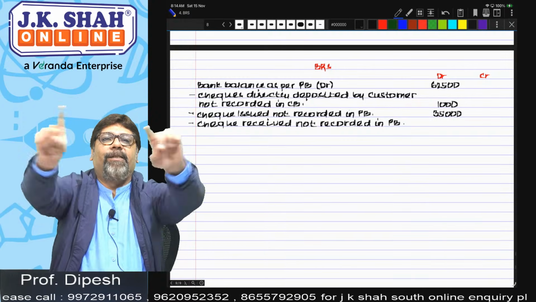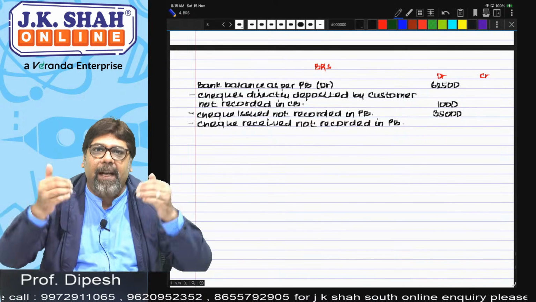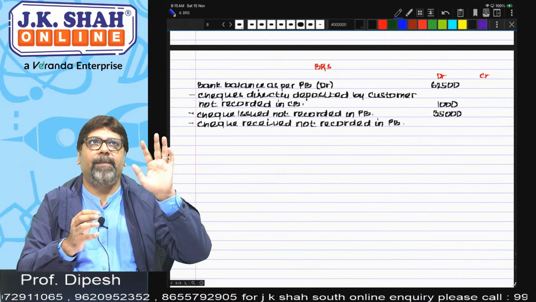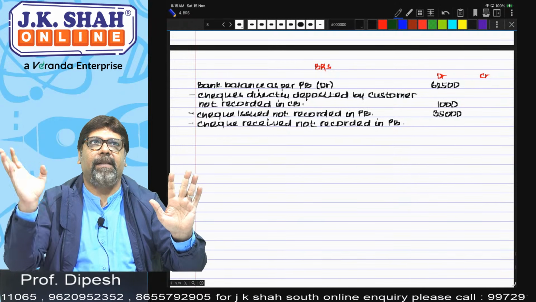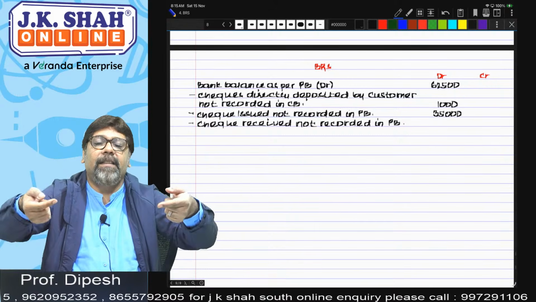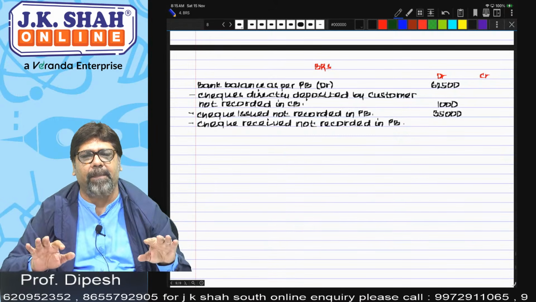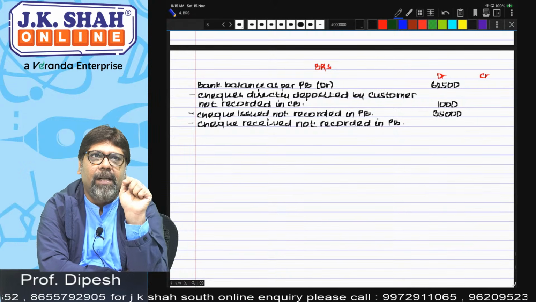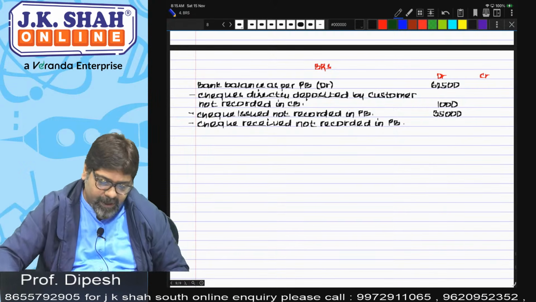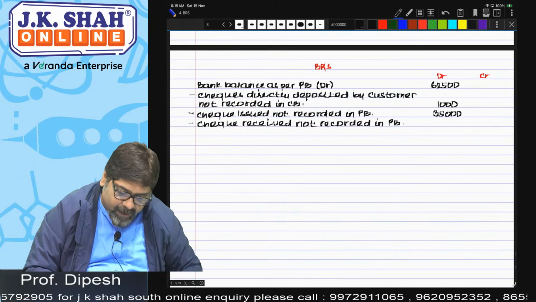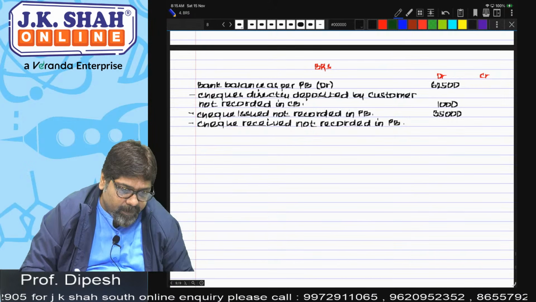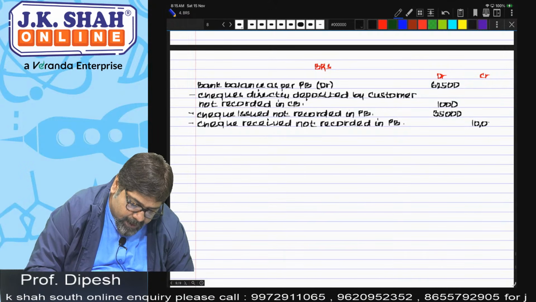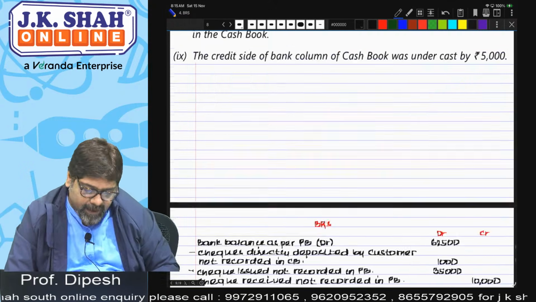It is not recorded in the passbook. Passbook mein check received will be recorded on which side? Sir, passbook mein receipts are recorded on the credit side, payments are recorded on the debit side. This is check received, not recorded in the passbook, so it will come on the passbook credit side. How much? 10,000. Correct? Yes.